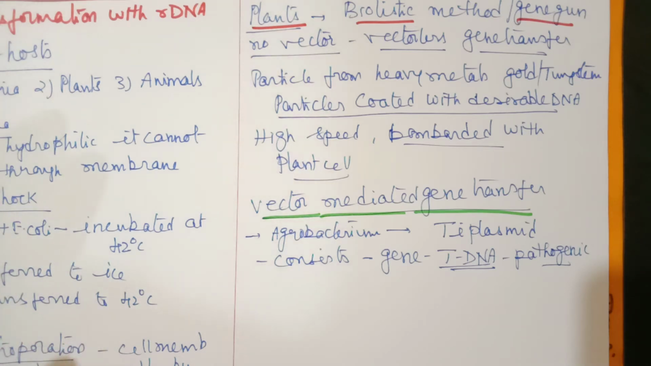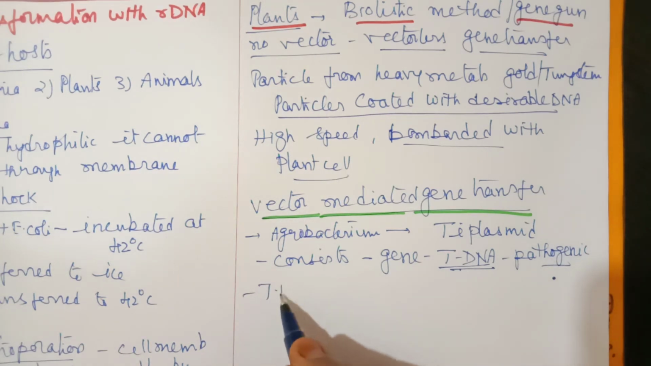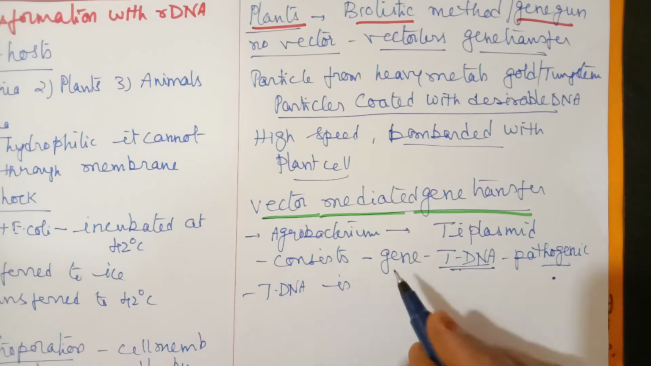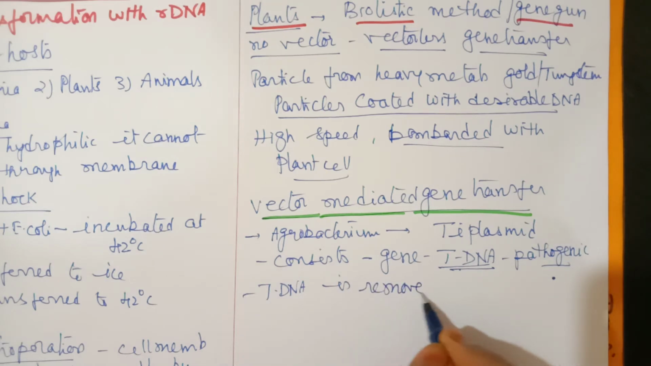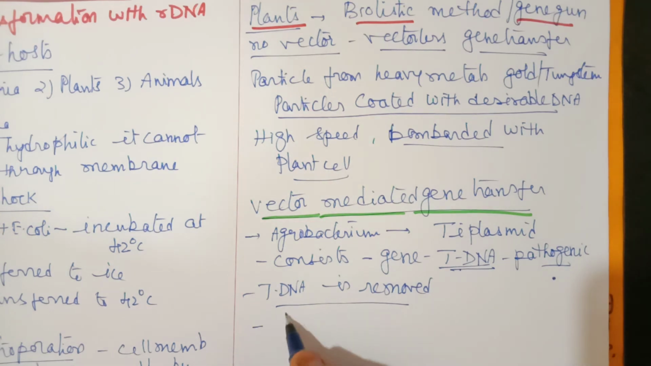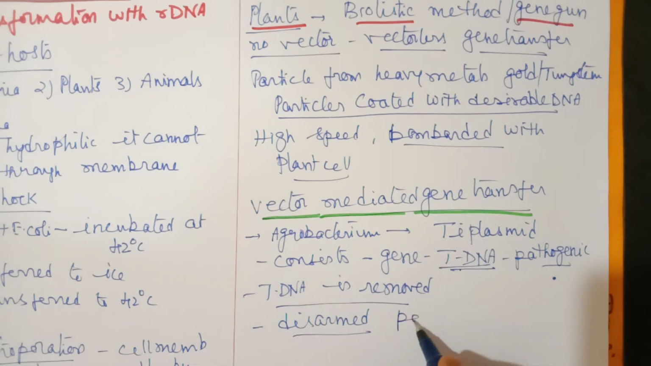And which part of the plasmid is responsible? tDNA. Ti plasmid means tumor inducing plasmid. So this tDNA, which is pathogenic in nature, actually causes the disease. If this plasmid has to be used as a vector, then this tDNA is removed. That means this bacterium is made completely non-pathogenic. It cannot cause any disease if tDNA is removed. And now this pathogen is called a disarmed pathogen.